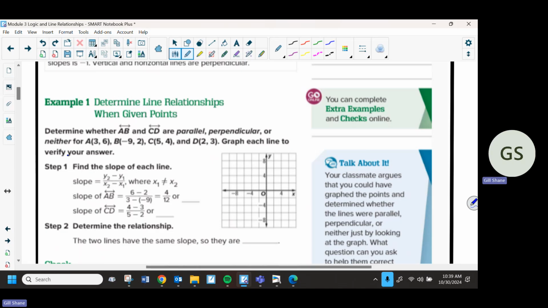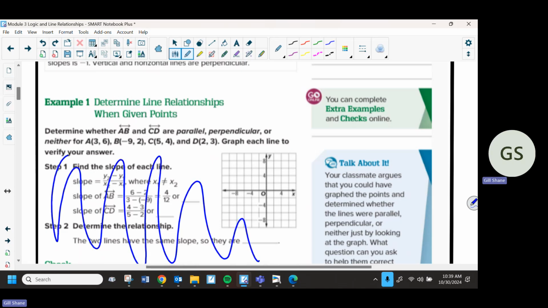Now again, this is the solution. Don't look at that. They're doing it for you. You wouldn't have that. You need to know that's what you do. So that's what I mean. We just need to understand that we need the slopes of the two lines.